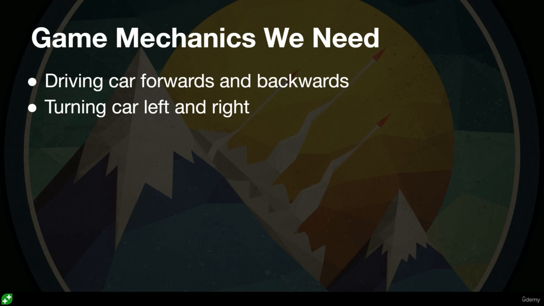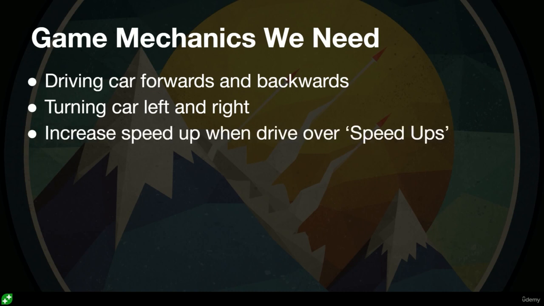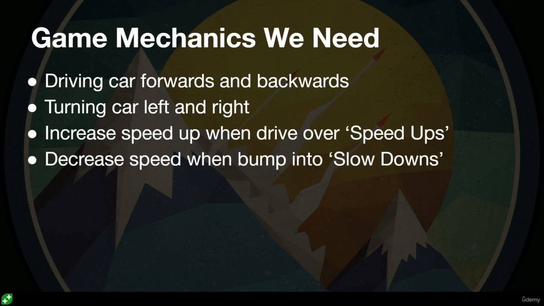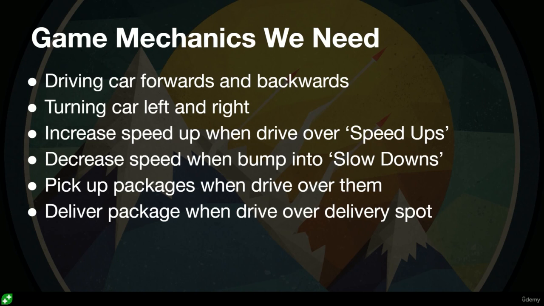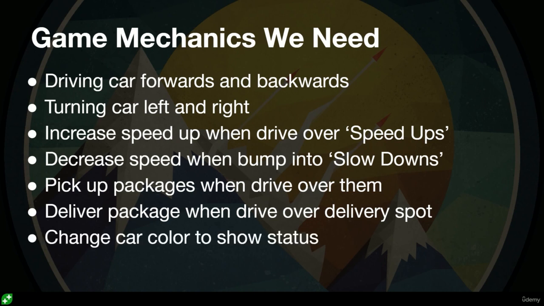We need to have the car able to turn left and to turn right, obviously. We want to be able to increase the speed of our car when we drive over speed ups and also decrease the speed of the car when we bump into slowdowns. We also need to have some sort of mechanism so we can pick up packages when we drive over them, and also some mechanism to deliver packages when we drive over the delivery spot. So in our code, we need a way to pick up and put down the packages. And also, I'd like to have within our code a way to change something about our game. And I think the color of the car is a good way to show the status of whether you have picked up the package or whether you've had to slow down or whether you're going fast. And just a simple change of the color, I think, will allow us to do that.